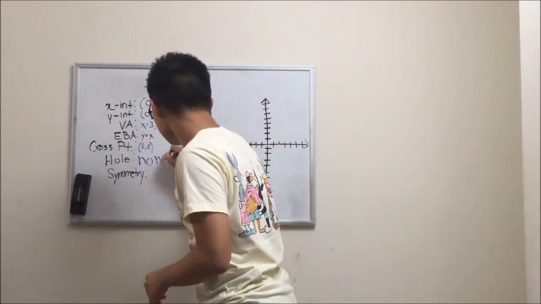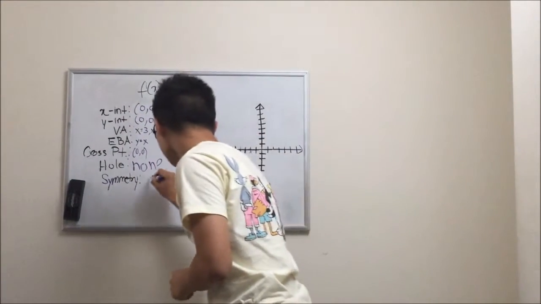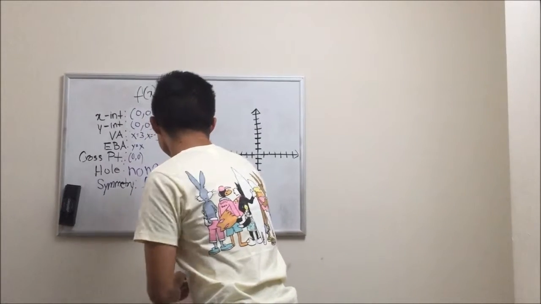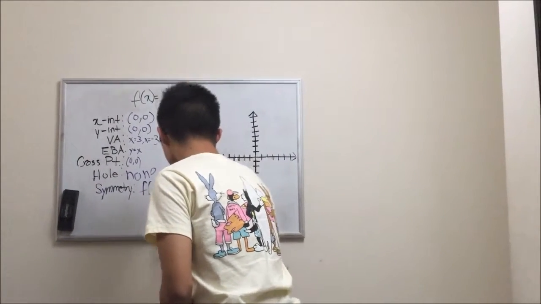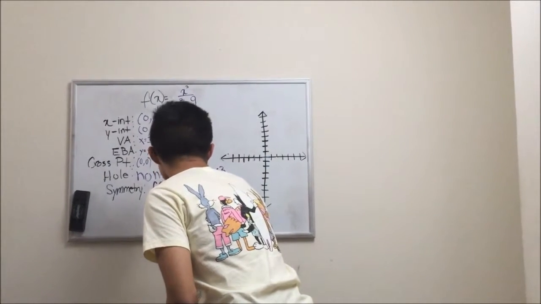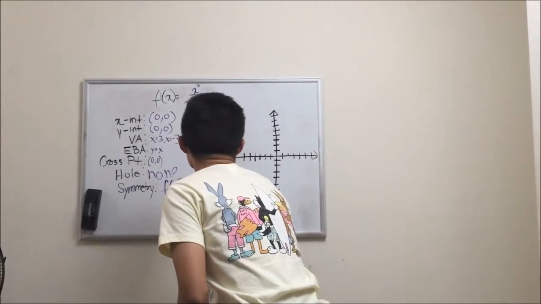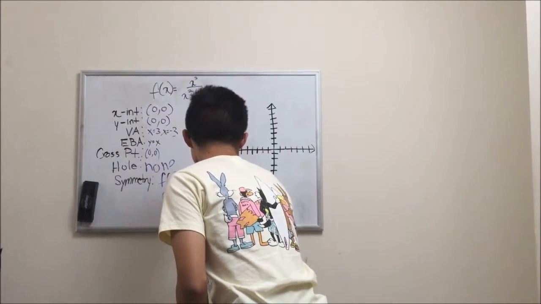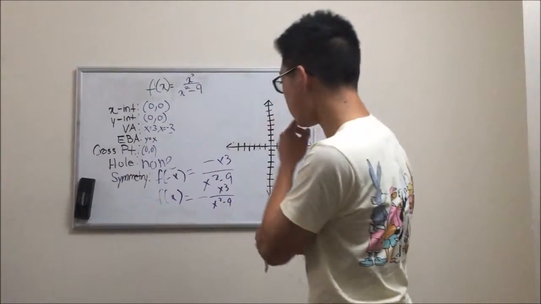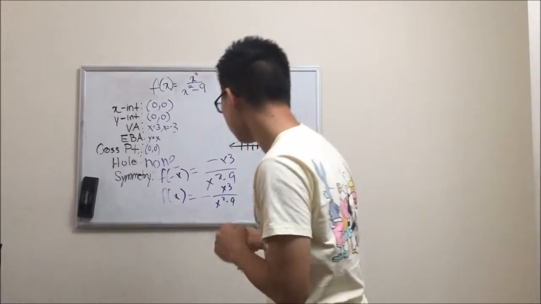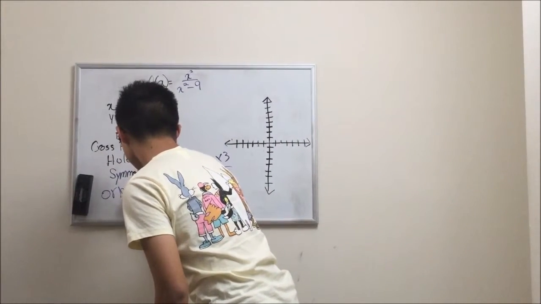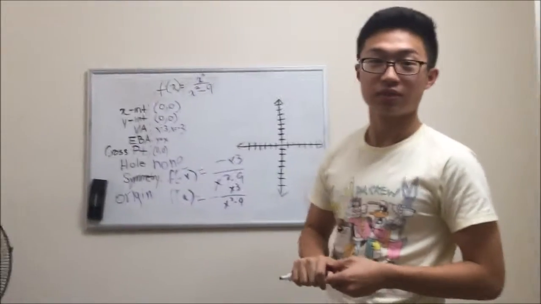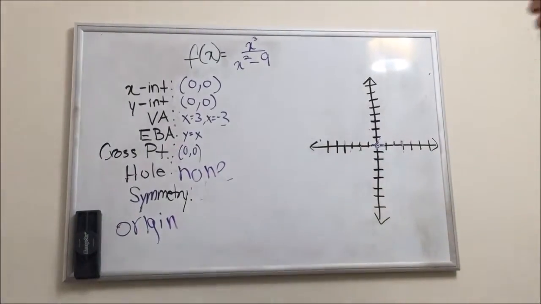Okay. Now, f of negative x is the same as this, and negative f of x is this. And those are the same, so there must be origin symmetry. So, let's write down here. Origin. Alright, time to graph the equation.